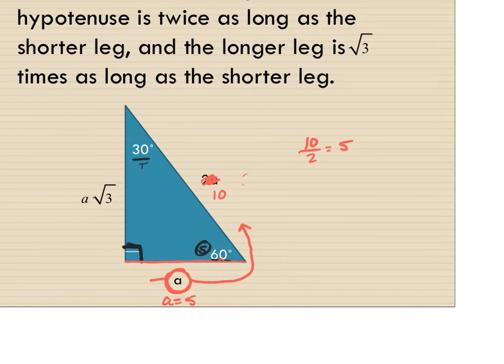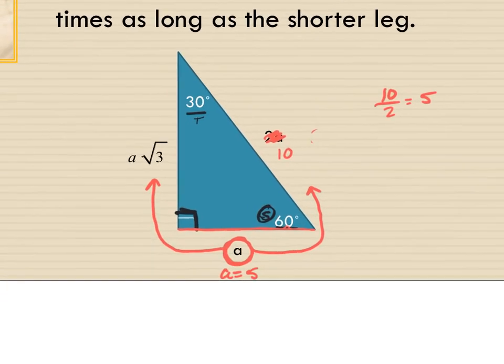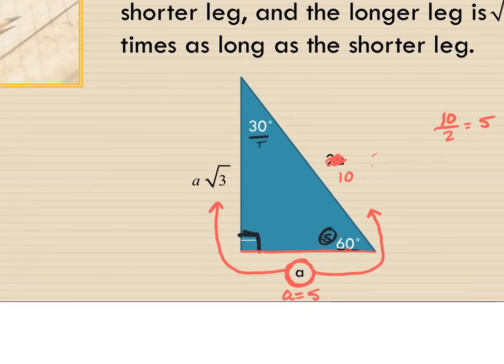If you want to go from short leg to long leg, you multiply by the square root of 3. So if A is 5, what is the long leg? 5 square root of 3. Just multiply by the square root of 3.